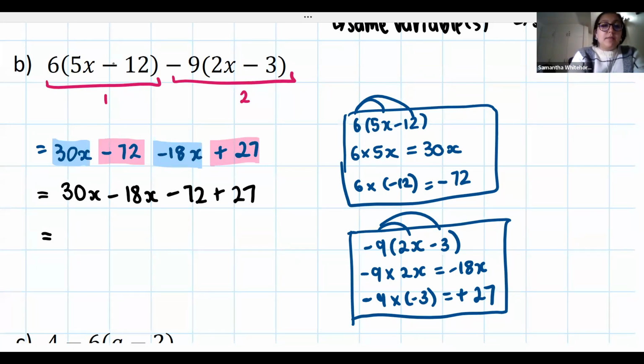Okay, so 30x minus 18x, positive 12x. And we need to be careful here, guys, with our signs. When you are adding or subtracting and you're not 100% sure, get your calculator. Even if it says no calculator, just double check yourself with your calculator. So negative 72 plus 27, you're sitting way over on your negative side of your number line, and you're not adding enough to get positive. So this answer has to be negative, and it is negative 45. These aren't like terms, can't do anything else.